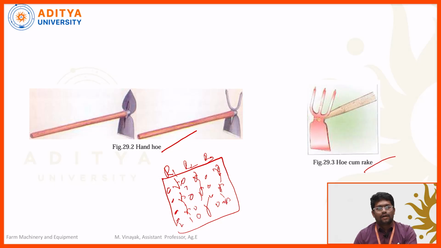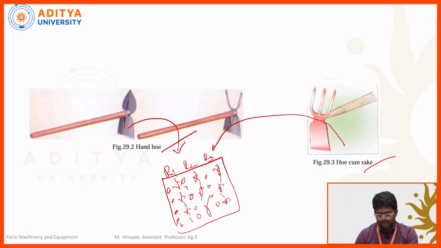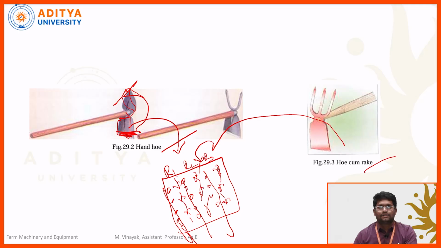So in olden days what would happen, by using the hand hoes or hoe cum rakes you can remove the weeds. Okay, one side of the hand hoe was a rake in structure, another side was sharp in structure. So if the weed does not get removed by using this shape, by using this shape we can remove. Okay, so that's why the hand hoes are available in different shapes.